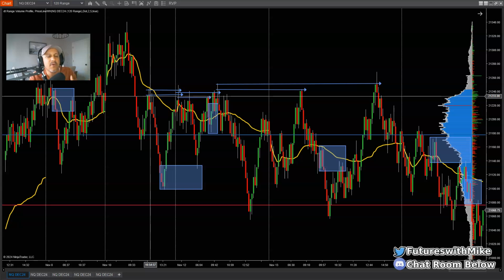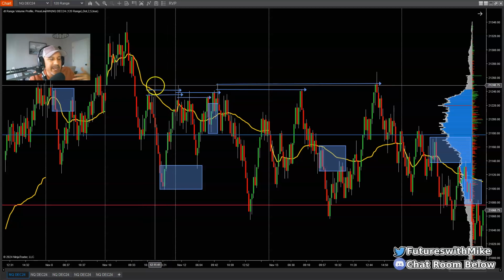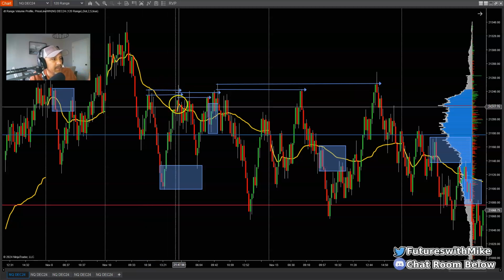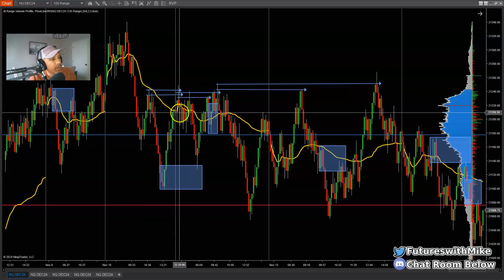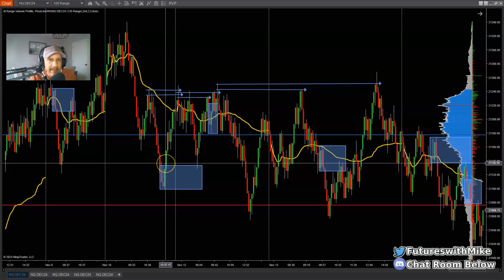I like to see several wicks, at least 2 or more, where the market is running and taking out a high, in this case above an area of resistance, breaking through it. And then what you see is the market pushes to the downside. Now, what does it do?